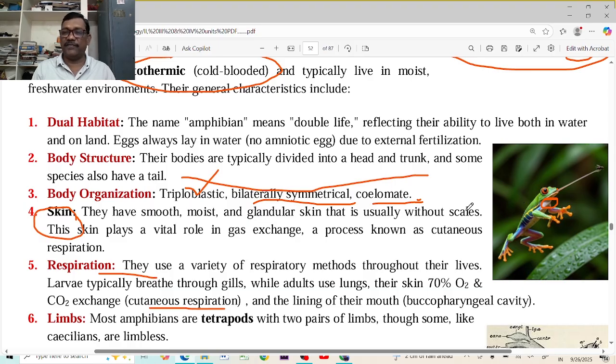So, there are three types of respiratory organs: cutaneous or skin respiration, buccopharyngeal respiration, and lung respiration. While it is living on land, only lung respiration and skin respiration take place. While it is in the water, skin respiration is the only source.